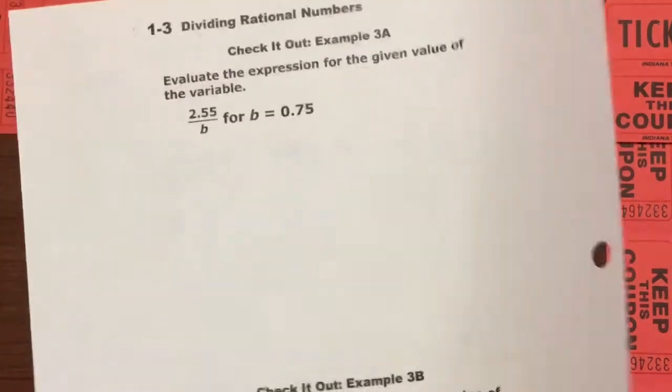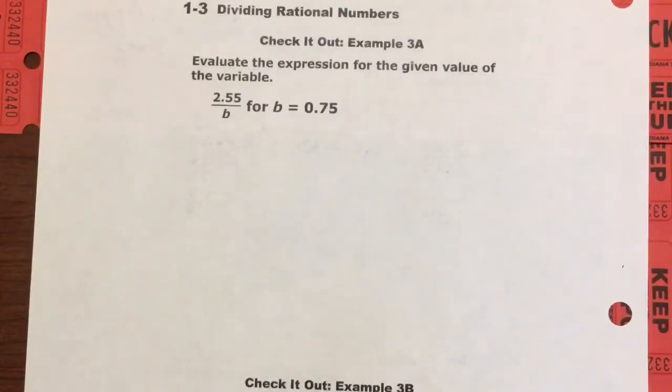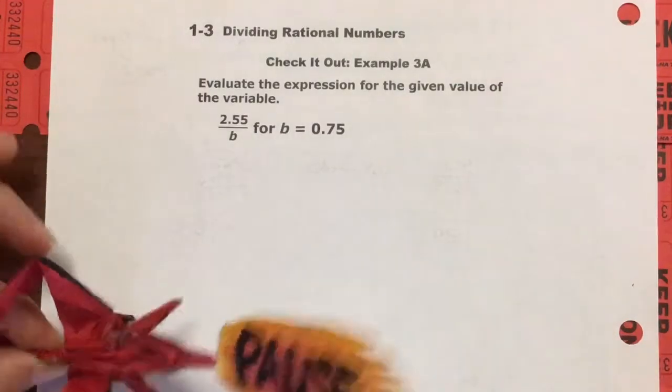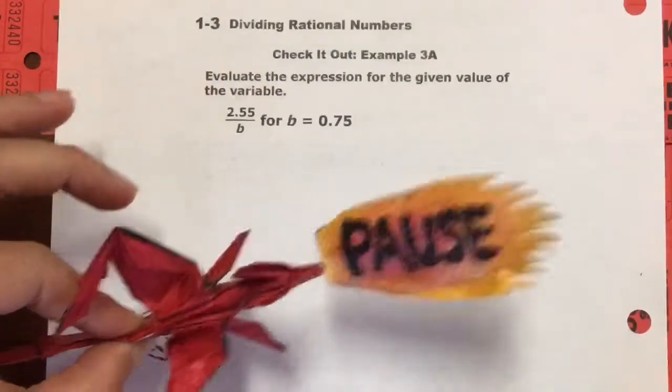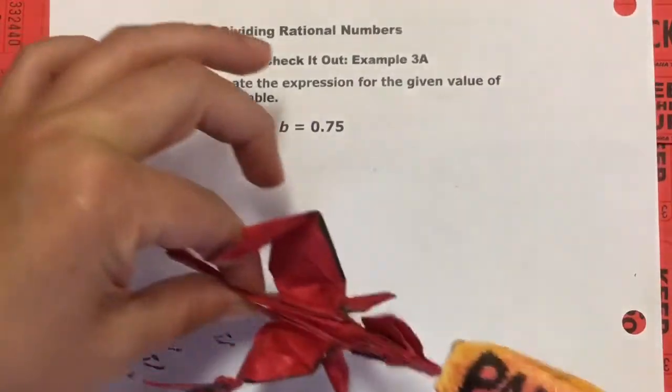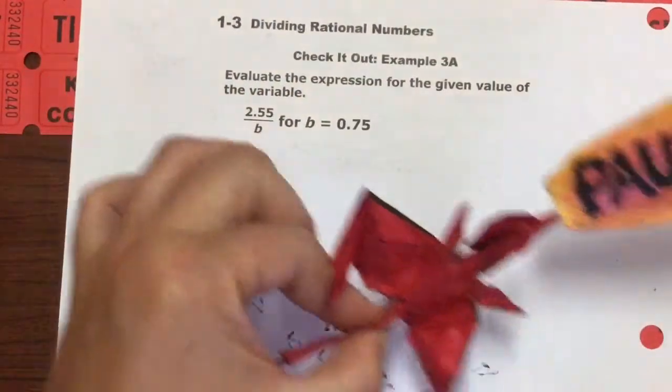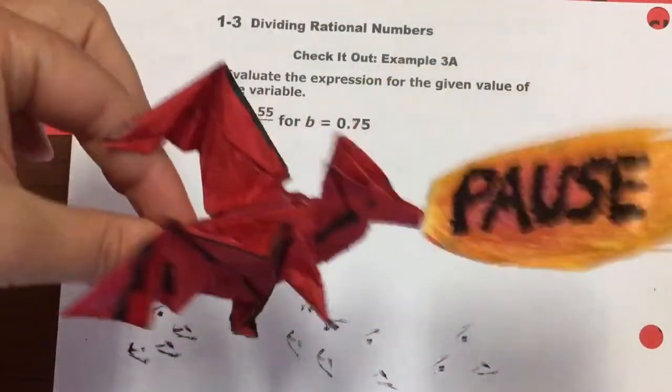Okay, now the time has come. It is now your turn for Check It Out Example 3A and Check It Out Example 3B. You're going to go ahead and evaluate the expressions for the given variables. And now it is time to pause. And here comes the pause dragon, always making his paw marks everywhere. Remember to pause, do the problems, come back, and then we'll check the results. Okay, see you in a bit.